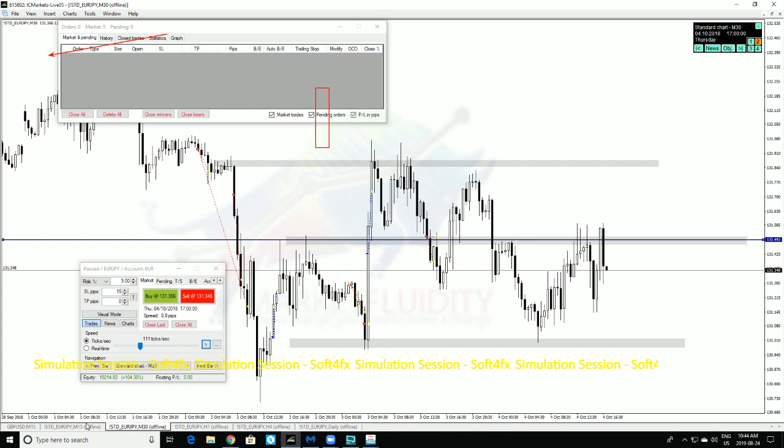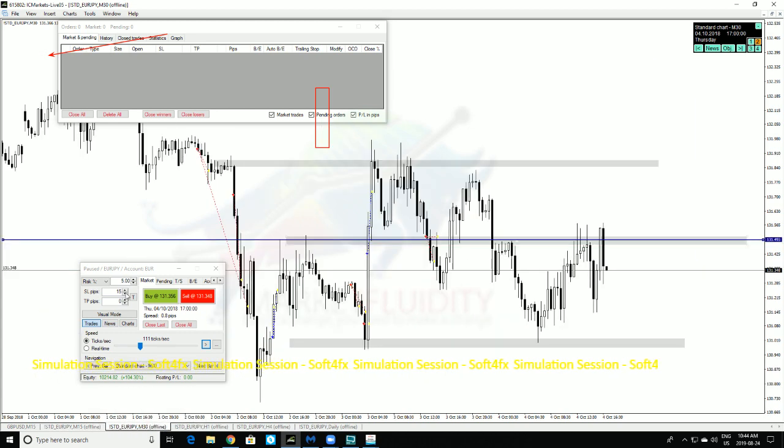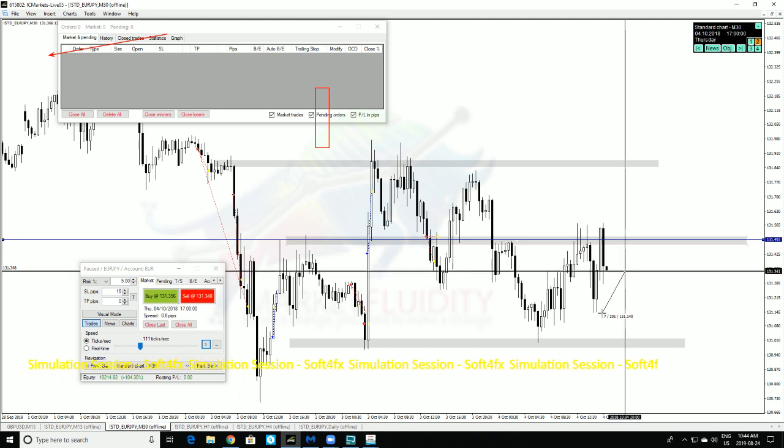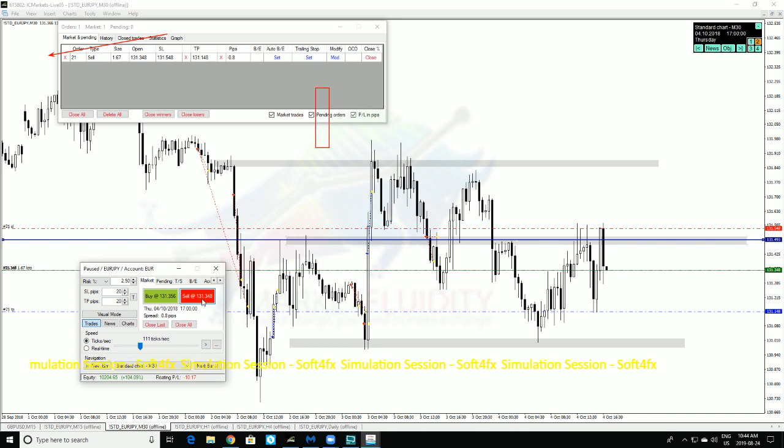Fuck, the stop is too big. Because if we go down, it's like 20 pips. Can we have a 20? Yeah, it's a 1-to-1 ratio, so I'm going to lower down the risk because the stop is too big.